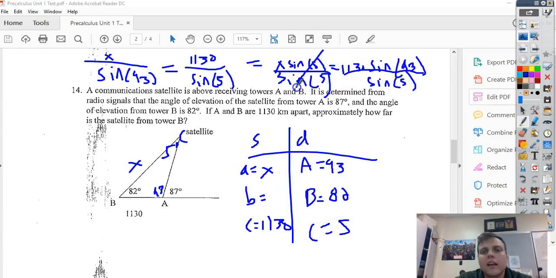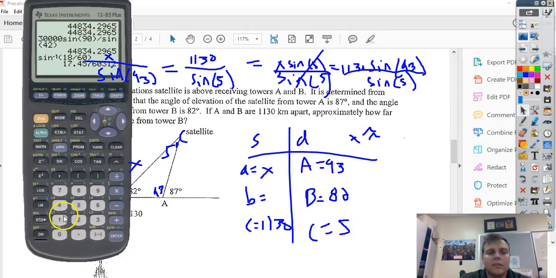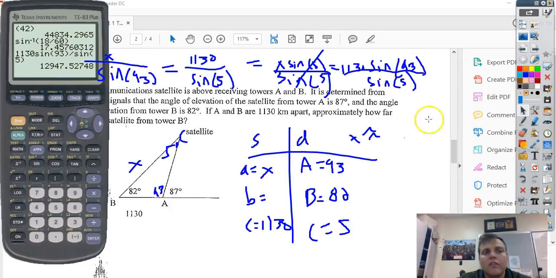Okay, so that cancels out, and I get x is approximately... now I just need to grab a calculator and check to make sure. So I can simply say 1130 times sine 93, all divided by... and I suggest you use your alpha y equals enter fraction ability, just to make sure you're not making mistakes. But you get 12,947.5.